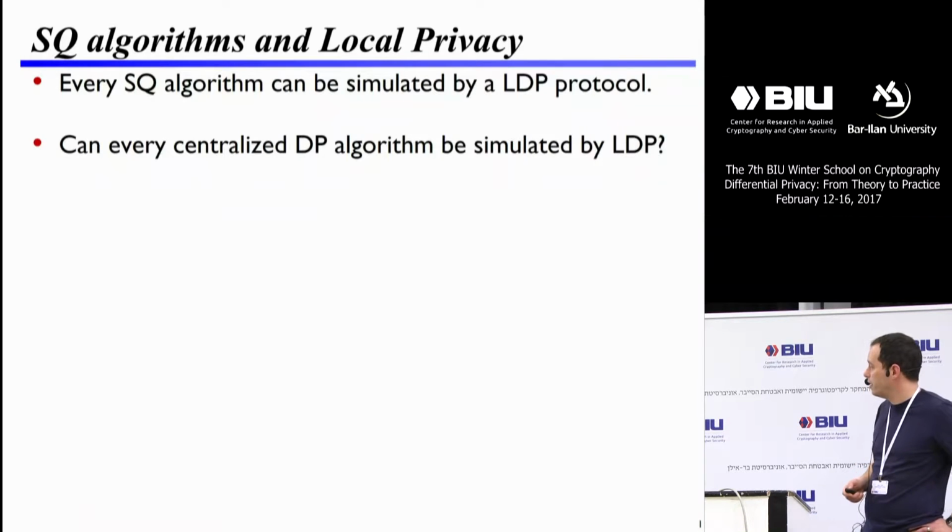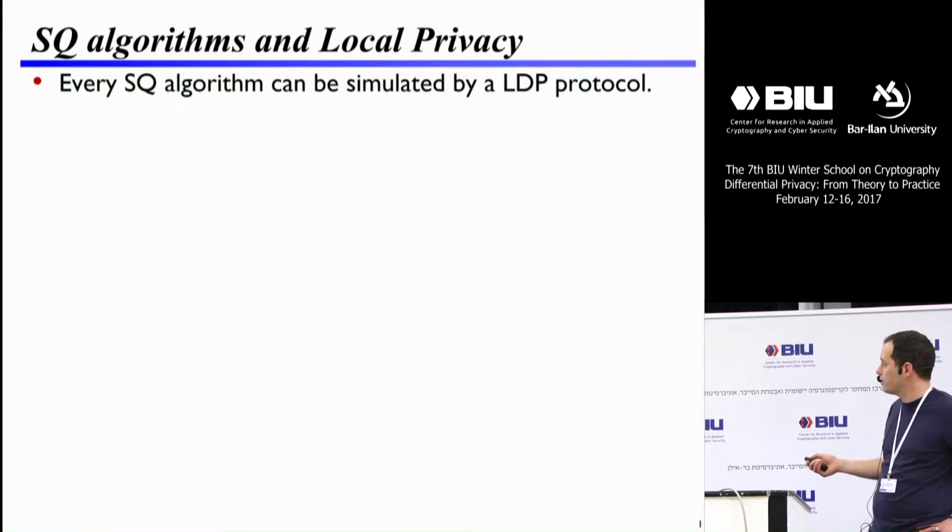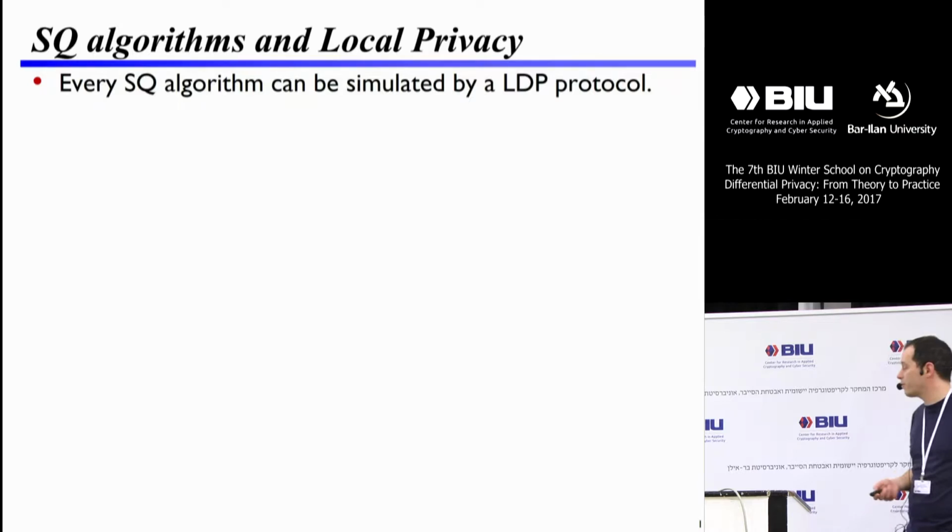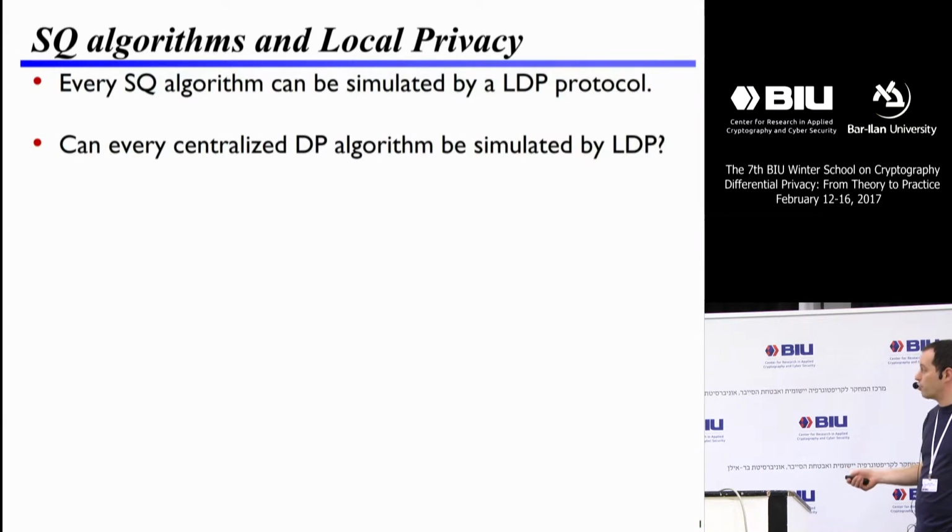And the natural flip side to that is to ask a couple of questions. We can do this with local differential privacy, and we can do this with centralized differential privacy. And the natural question is, can we do things that don't fit into this SQ model? The strongest type of statement one could hope for would be to say that every centralized differentially private algorithm can be simulated by SQ or by local differential privacy. And the answer is no, and one of the reasons passes through this SQ formalism.